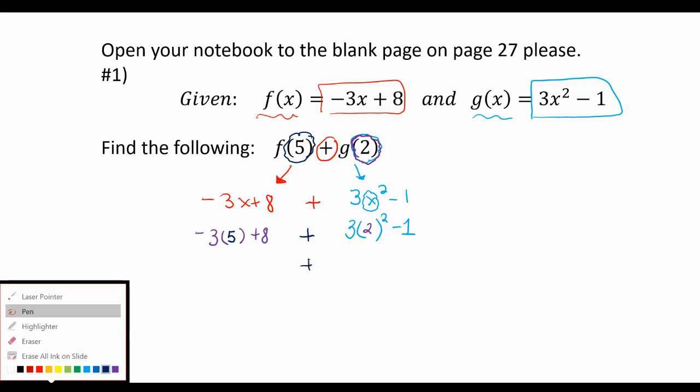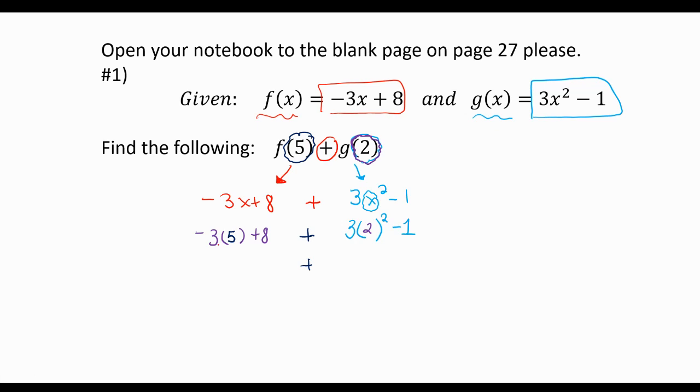So we're going to work from the left to the right. So negative 3 times 5 is negative 15 plus 8. Negative 15 plus 8 is negative 7. And I'll do the other side.